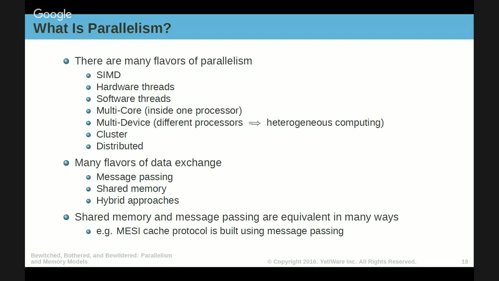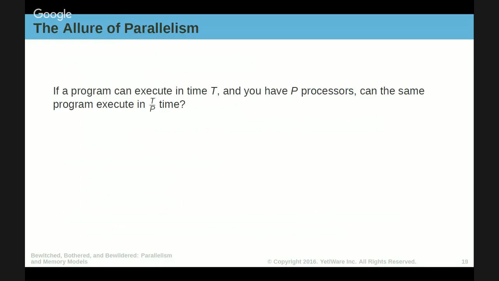But this is built essentially using message passing, right? So you can basically interchange what you build on top of which. You can implement shared memory using message passing, you can implement message passing using shared memory. So from the point of view of a computer scientist, these are somewhat equivalent.